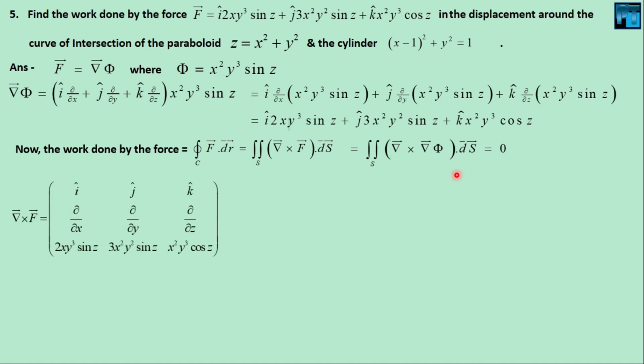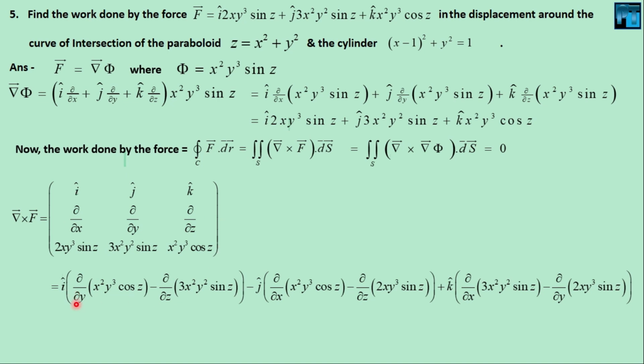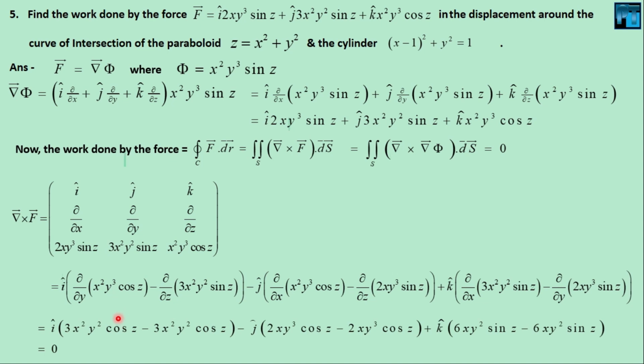Now we are confirming our answer by doing the hard way, del cross A. See, i cap this one, minus j cap this one, plus k cap this one, and each time both the terms will be cancelled out. Both the terms will be cancelled out, and this is 0.